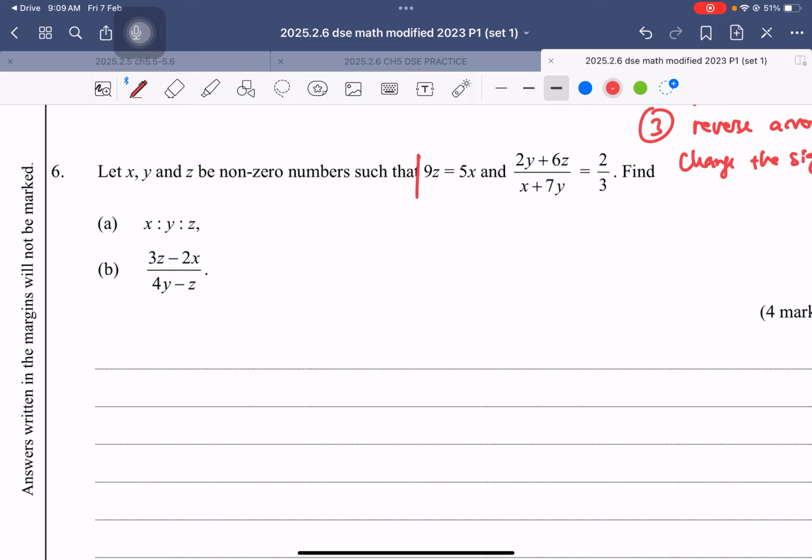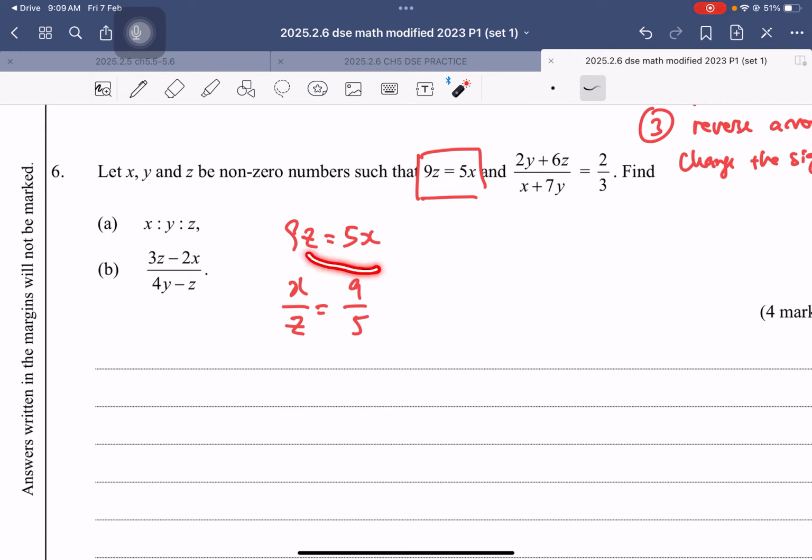So now I have this. So I have 9c. Just watch, okay? Just listen. So now I have x divided by c is equal to 9 divided by 5. Savannah, okay for you? You're moving the z to here. You're moving the 5 to the bottom. Okay? So now I have x to z is equal to 9 to 5. So that I can have x is equal to 9 over 5z. Okay? That's the first thing we have.